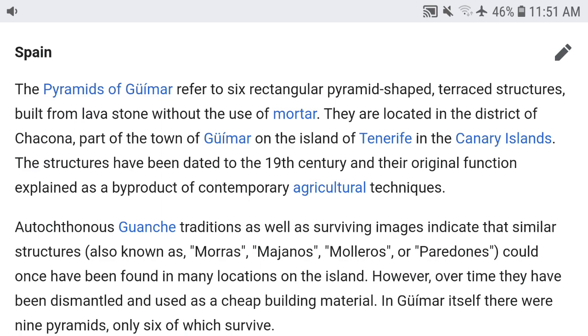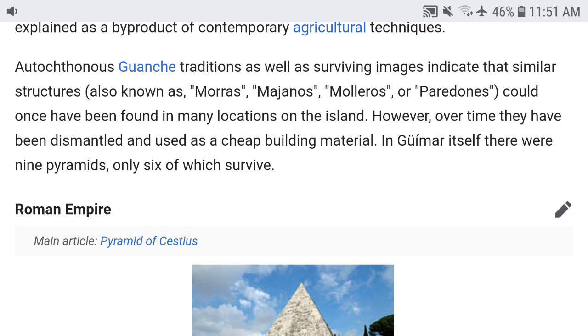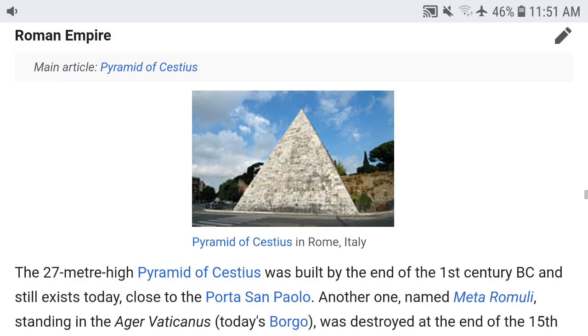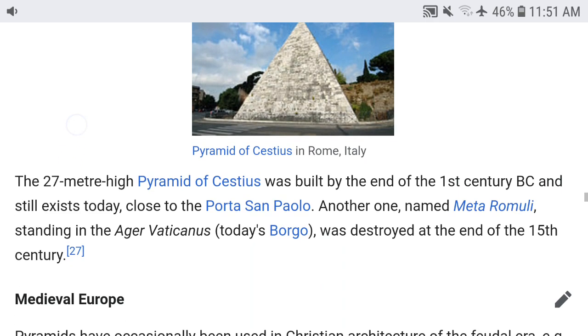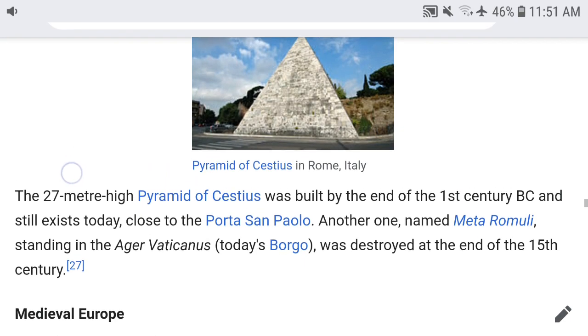Okay, unfortunately there's no picture, so I can't really imagine how it looks. And then the next will be the Roman Empire, the Pyramid of Cestius in Rome, Italy. The 27-meter high pyramid of Cestius was built by the end of the 1st century and still exists today. Oh, I actually never heard about this. Close to the Porta San Paolo. Another one named Meta Romuli, standing in the Ager Vaticanus, today's Borgo, was destroyed at the end of the 15th century.